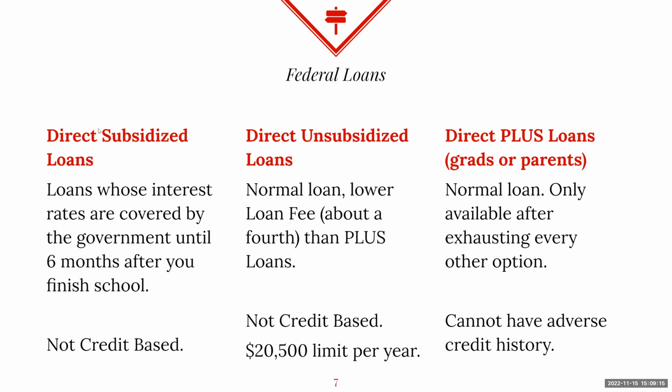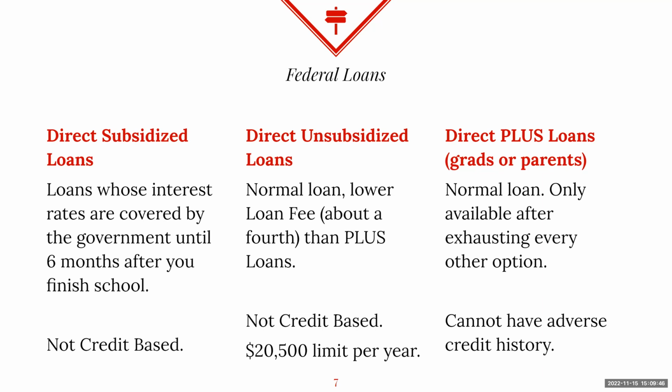So we have direct subsidized loans, whose interest rates are covered by the government until 6 months after you finish school. And these are not credit-based, so your credit history will have no effect on this. And subsidized loans means that while you've borrowed money, there's no interest accruing on it until the payments start, till you're required to start making payments.